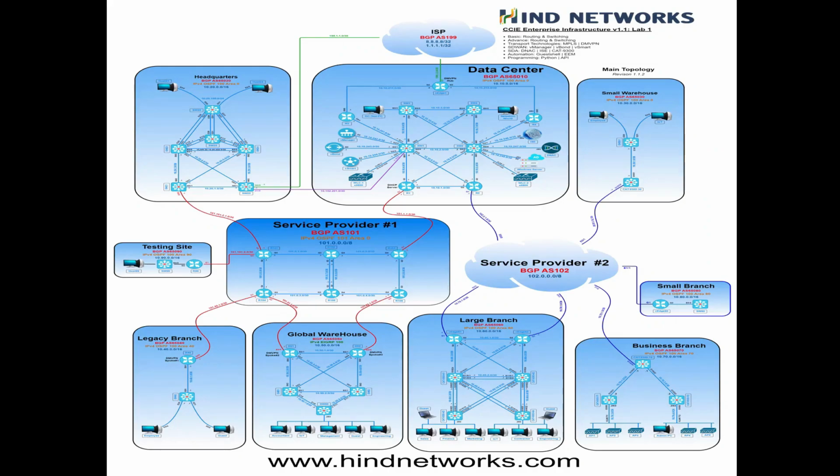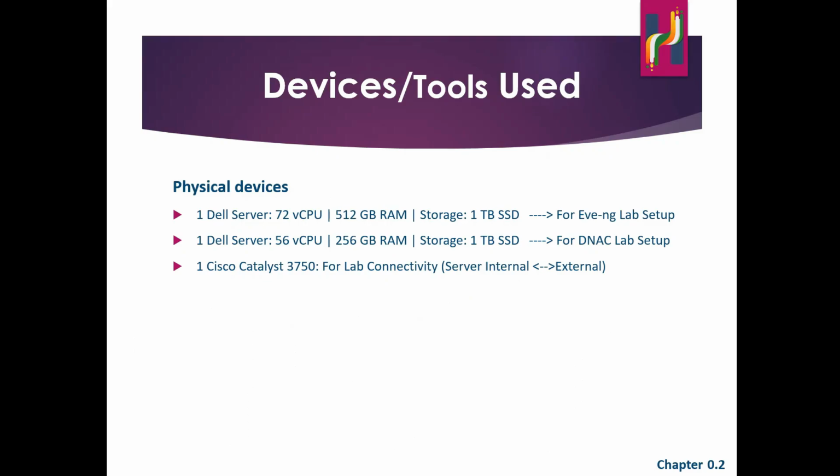Now let me give you details of the lab setup. For setting up this lab, I have used one Dell server containing 72 vCPU, 512 GB RAM, and 1 TB SSD storage. You can use SSD, HDD, any of your choice, no issues. I am going to install the EVE-NG lab setup, and on that EVE-NG setup we are going to use routers, switches, each and every EVE-NG node.